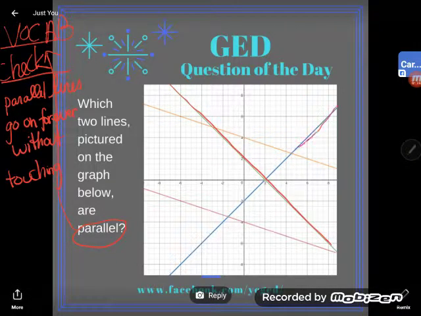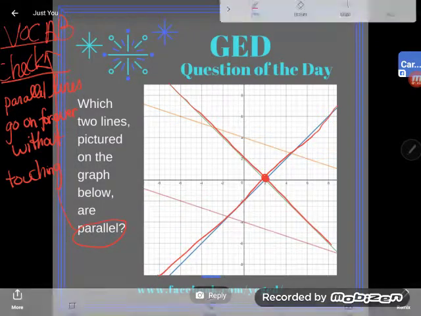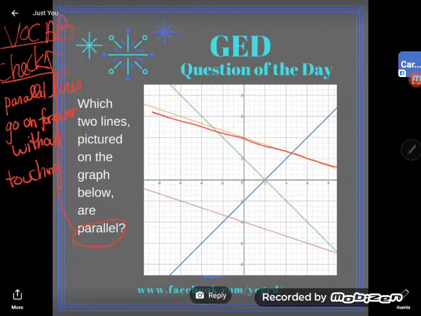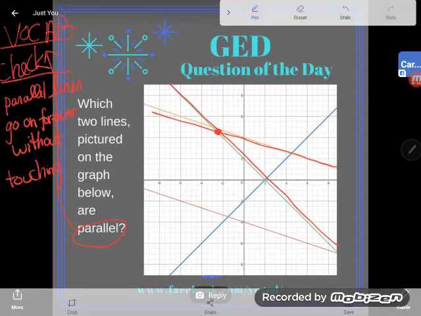Definitely not parallel because we see the point of intersection. We see where they touch. They are not parallel lines. Same thing with the green and yellow. If I examine the green and yellow lines, they could not be parallel. There's their point of intersection. They do touch.